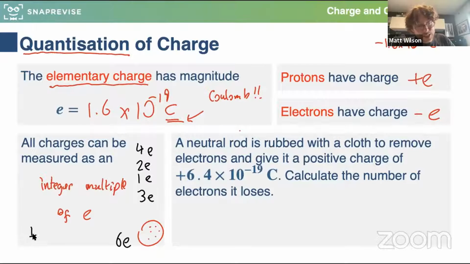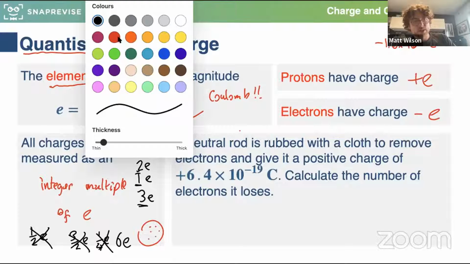But what you'll never see is a half e or 3/2 e or 1/4 e. Those you're not going to see, because those would require you to break up the elementary charge e into even smaller bits or fractions. And this is what is meant by the phrase integer multiple of e. Whole numbers, those are integers, and so we have whole numbers multiplied by the number e here. Okay, so let's take a look at an example, just a little practice question.